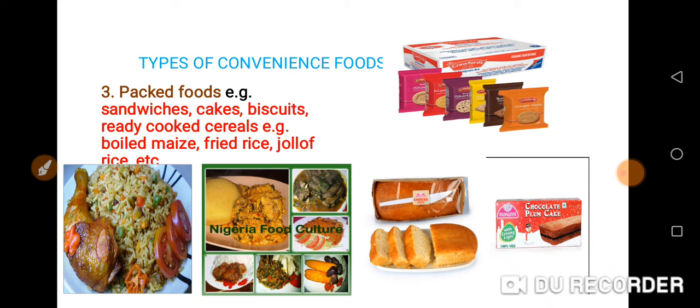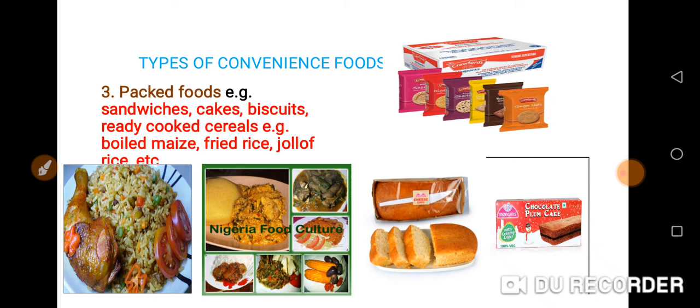For example, at times you go to eatery centers to buy jollof rice or fried rice. When you get there, you just ask them, please, can I have 2 plates of jollof rice? That means the food has been prepared and packed by the manufacturers. Your own is just to pay them and they will give you the food. So these are packed foods.